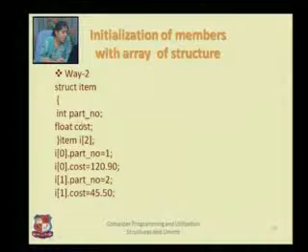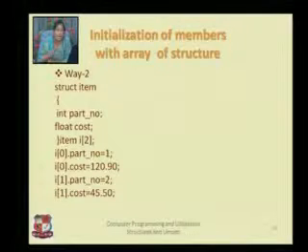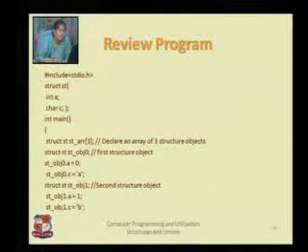The other way is, rather than initializing them, if you want to use it later on, you need to use i[0], which means you are talking about the first item. Then you will be using i[1]. So you write i[0], and which attribute are you talking about? Part number, so part number is equal to 1, and the later one is cost. Cost would be 120.90. Part number would be 2 for the second item, and the cost would be 45.50 for the second item. So this is the second way to initialize the member variables.